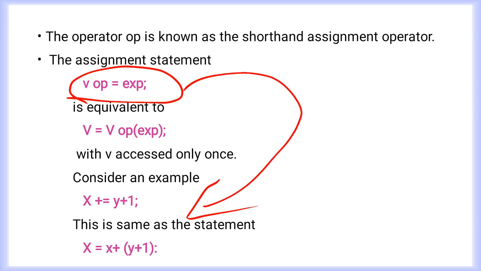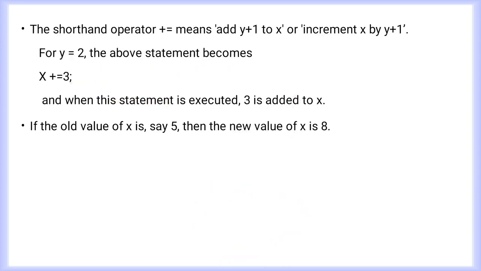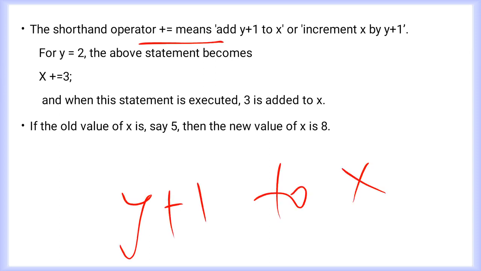You can write it as an example like x plus is equal to y plus 1. Similarly, this statement is equivalent to x is equal to x plus y plus 1. So our assignment operator can be written as a shorthand assignment operator using this syntax. This shorthand operator plus is equal to means add y plus 1 to x, or increment x by y plus 1. That is the meaning of the plus is equal to operator.